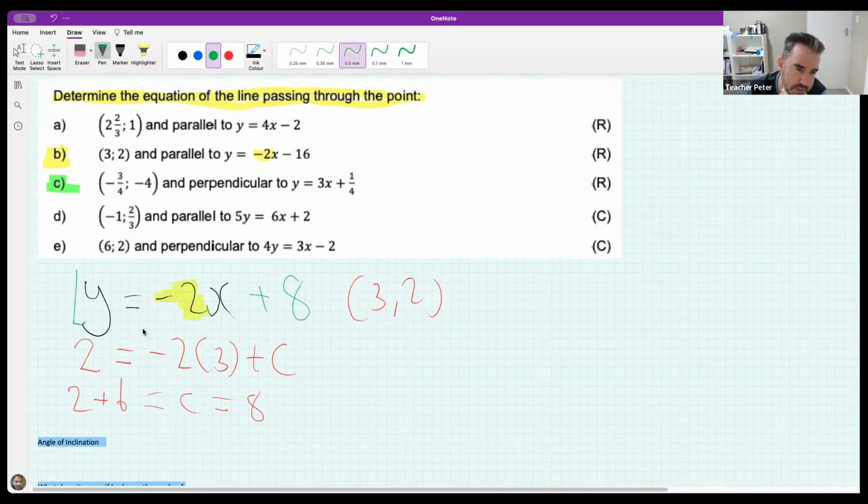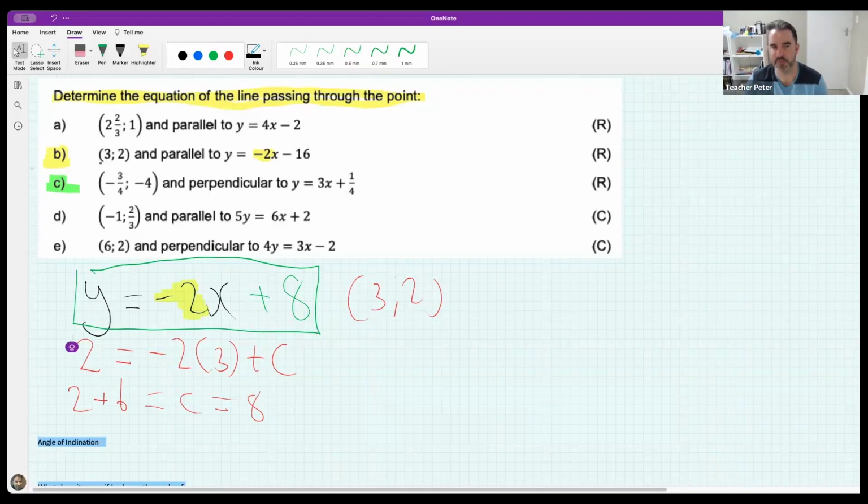Okay, so for B, I get -2x plus 8. See if you guys can do C now. Now, C is going to be slightly different, but there's going to be parts of it that are sort of the same. And what I want you to do is tell me when you're done with C, and then I'll mark it. But I'll give you a bit more time for that.